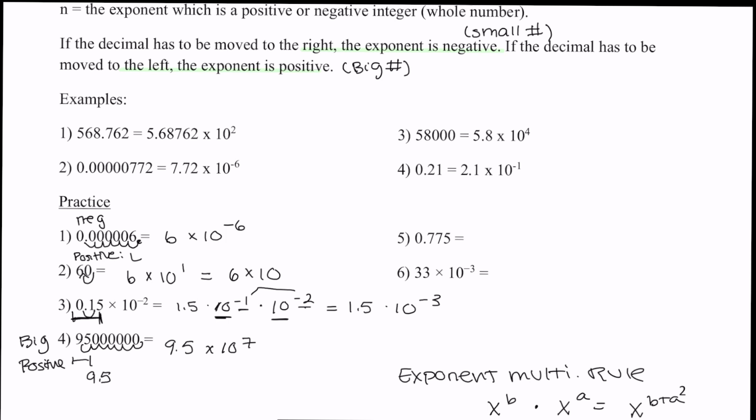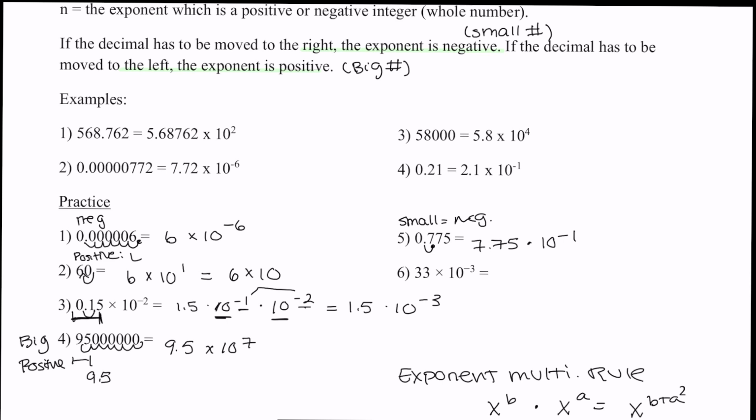Moving on to number 5, this is a small number, meaning the exponent is negative. So I'm going to move it once and see what my number is. And my number is 7.75, and that is between 1 through 10. So it'll be 7.75 times 10 to the negative 1.